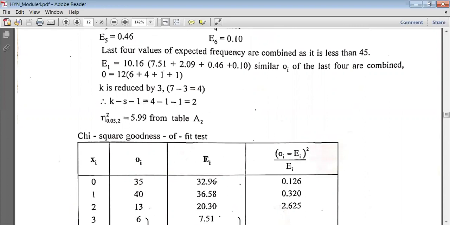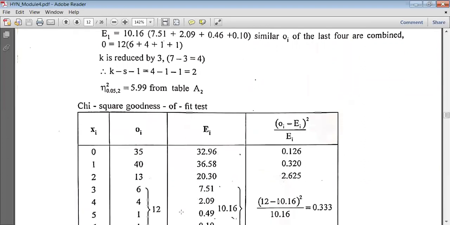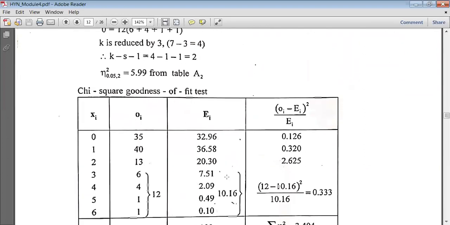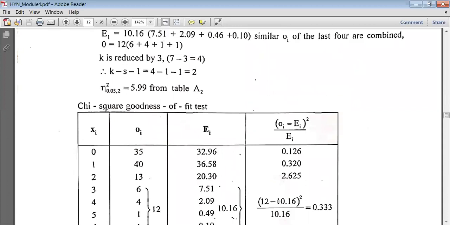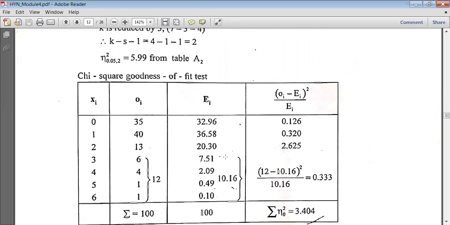The k value is nothing but the number of values to which the expected frequency values are reduced. Initially there were 7 values, and these 7 values are reduced to 4 values. So we write 4 minus s, and s is the number of hypothesized distributions. Since I'm using only one distribution, which is the chi-square distribution, I will take it as 1. So 4 minus 1 minus 1, I will get 2.